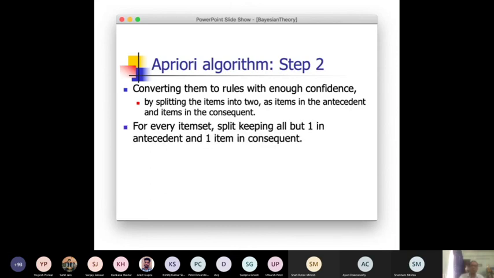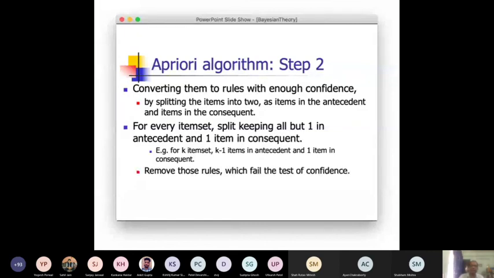So if you have k items, you consider k minus 1 items in the antecedent and 1 item in the consequent, and remove those rules which fail the test of confidence. And so you can keep only those rules. So we are not really going to check only the lower cardinality things. We are trying to consider these k item sets.